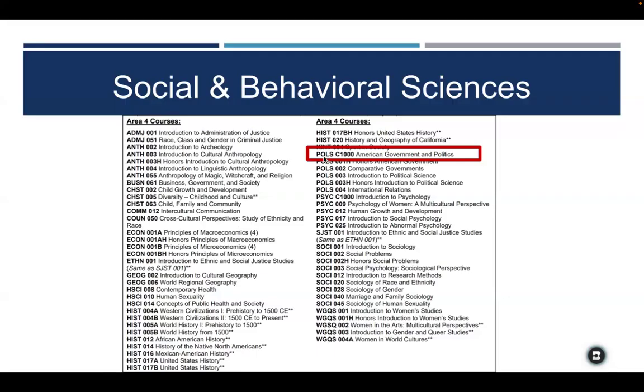I'm also highlighting Polls C1000, American Government and Politics, because the Polls C1000 and the history class that I showed earlier were 2 classes that would give you an additional graduation requirement should you go to a California State University. And what that really means is you can kill 2 birds with 1 stone by doing these classes as your GE in anticipation of going to the CSU.